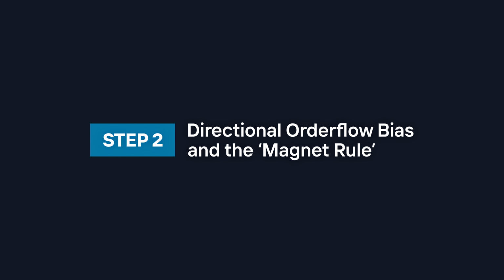So, with that covered, let's move on to the next step, which involves learning how order flow legs can signal which directional narrative we should prioritize, as well as how the magnet rule can help us to work out which fair value gaps are most likely to be targeted.